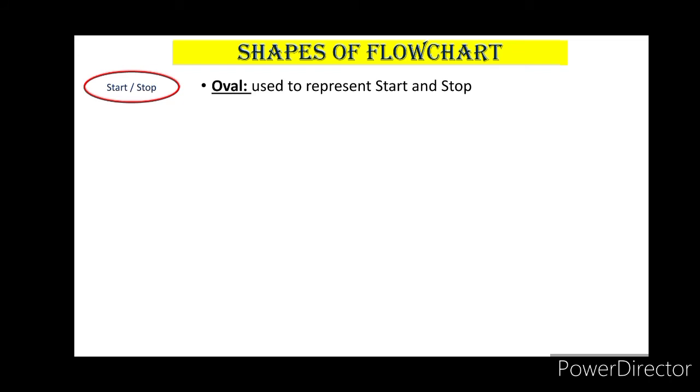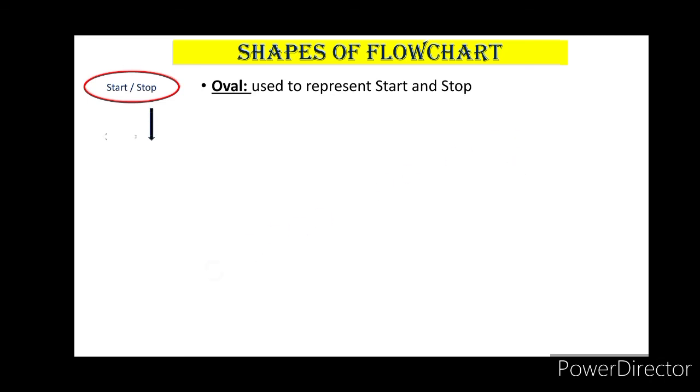Okay, so let's talk about the different shapes that are used in flowcharts. There are different types of shapes used for flowcharts. So first here is the oval shape. Start and stop is written. This oval shape is also known as terminal shape. It is used to represent start and stop steps, which we write in an algorithm. Start and stop means a starting point and an ending point. It shows the starting point of our program and the ending point of our flowchart.